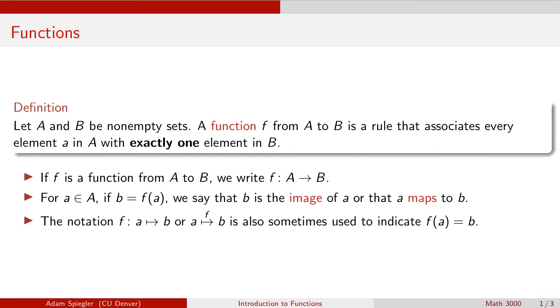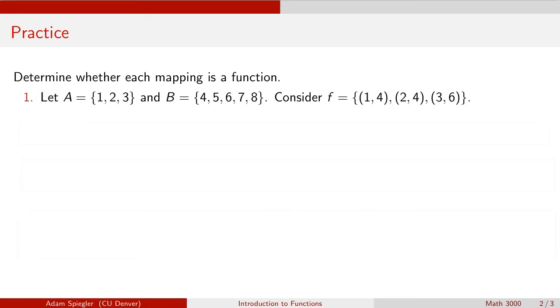Okay, so let's take a look at some examples and try to identify things that may or may not be functional relations. First, let's consider example 1, where A is the set {1, 2, 3} and B is the set {4, 5, 6, 7, 8}. We're going to say f is the function that maps 1 to 4, element 2 to 4, and element 3 to 6. We want to know, is this a function? And this is indeed a function.